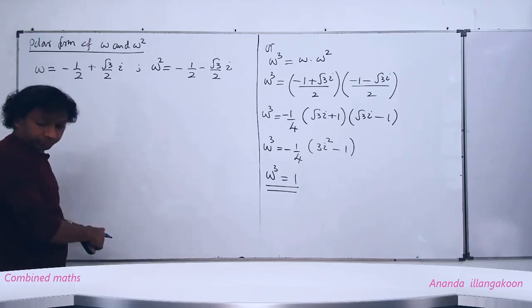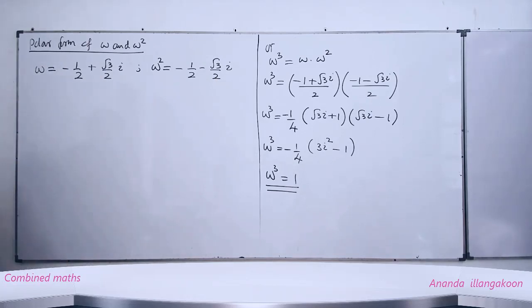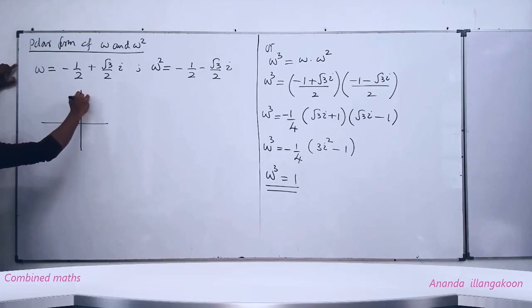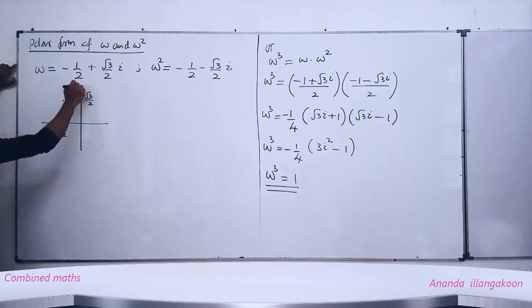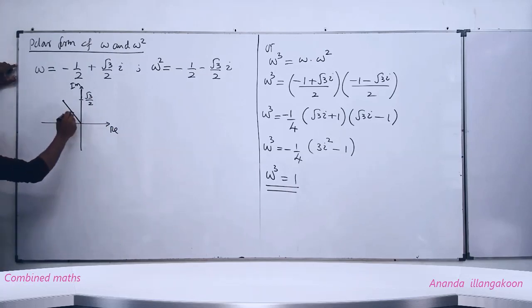Right, people, now here, how to take the polar form? This one I can consider. The real part is minus half, the imaginary part is root 3 by 2. Minus half, root 3 by 2. On the imaginary axis and real axis, this is a complex number, the line segment that represents the complex number.